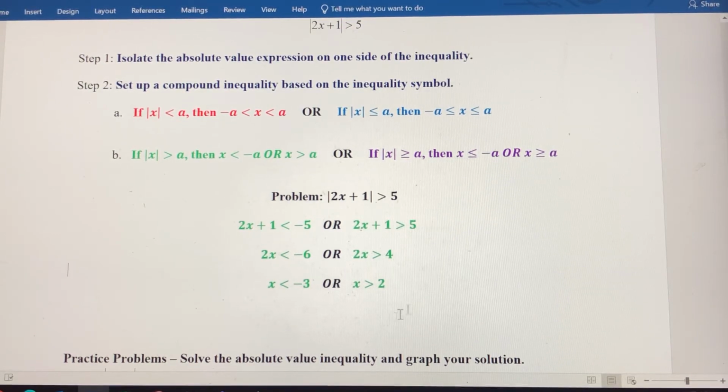Okay, so if you were to plug in some number smaller than negative 3 into our original inequality, you would see that that solution works. Okay, negative 3 doesn't work because then I get negative 5 in here, which gives me the absolute value of that being positive 5. So 5 is not greater than 5. Okay, if I plug in 2 here, 2 times 2 is 4, 4 plus 1 is 5. Well, 5 is not greater than 5. So 2 and negative 3 aren't solutions, but they do kind of set our range of solutions. Smaller than negative 3, but not including negative 3. Greater than 2, but not including 2.